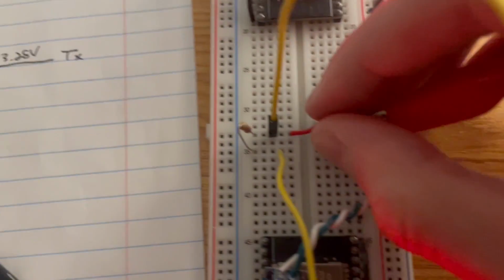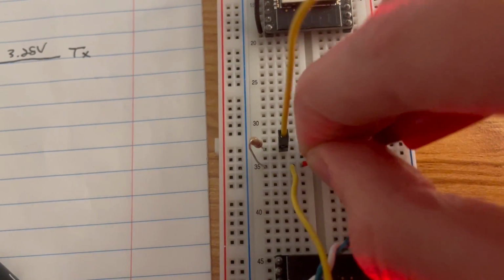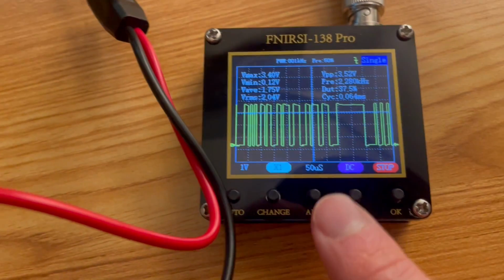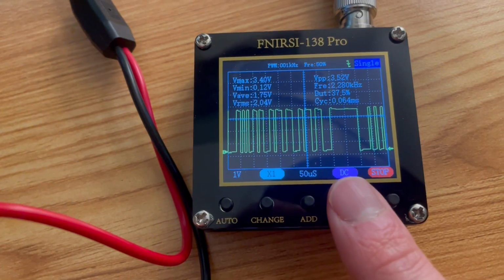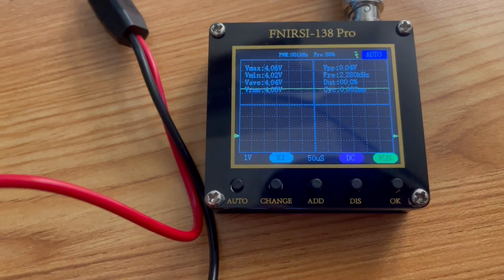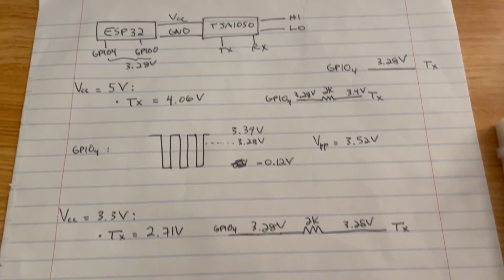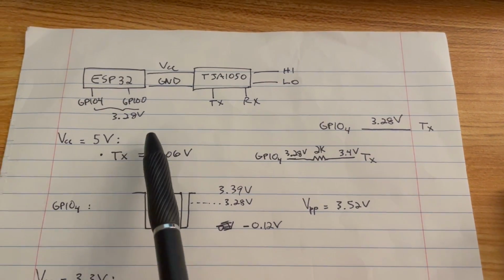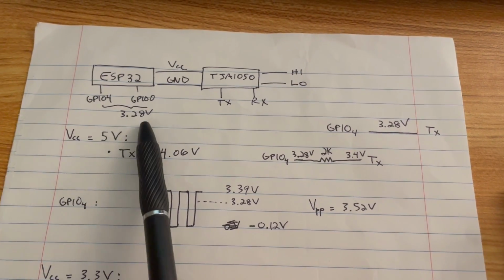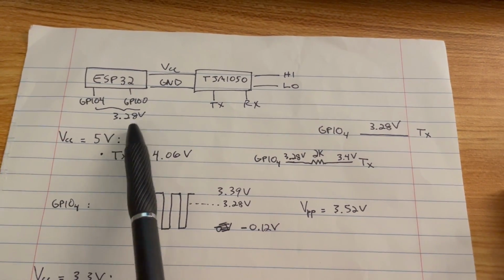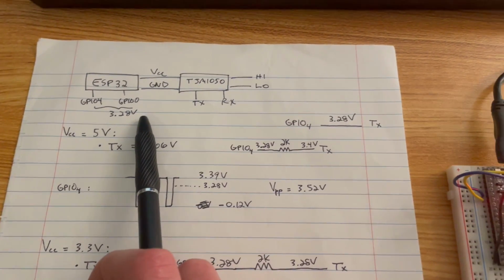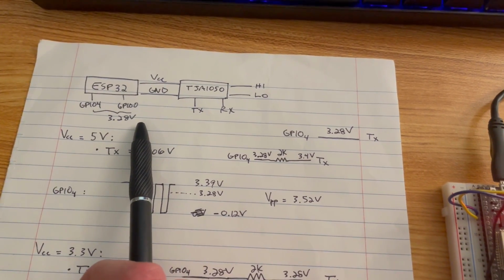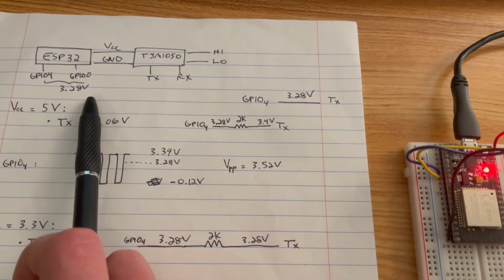So if I put the probe onto the TX, and I'll move this out of the way. So this is not connected to anything. We can go to the oscilloscope and we will just go to auto mode and we get 4.06 volts, which is what I measured here. So 4.06 volts. And I also measured earlier that the standard voltage of any GPIO really is 3.28 volts. Now remember, this firmware sets up TX and RX as active low signals. So it's going to be 3.28 by default.